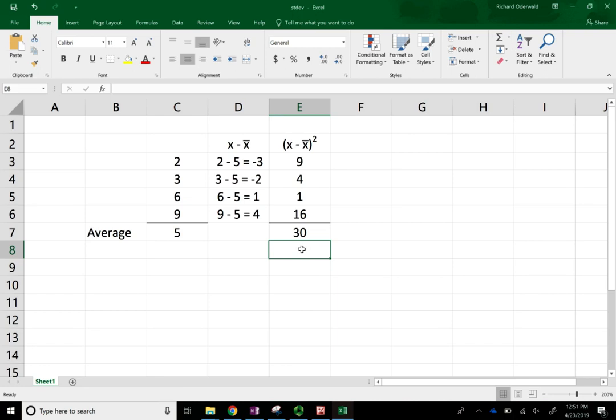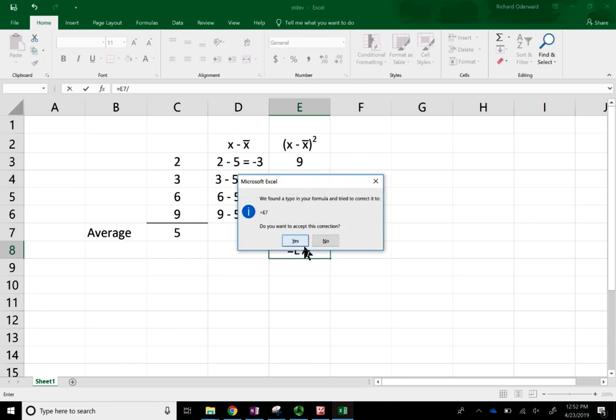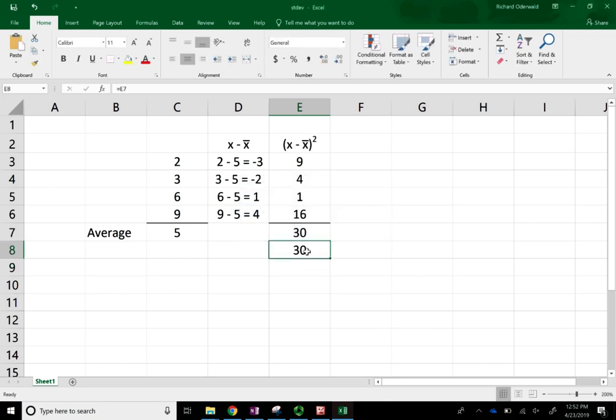To find the variance, we divide the sum of the squared differences by n minus 1. N is 4, so we divide the 30 by 3, n minus 1, so that the variance is 10.